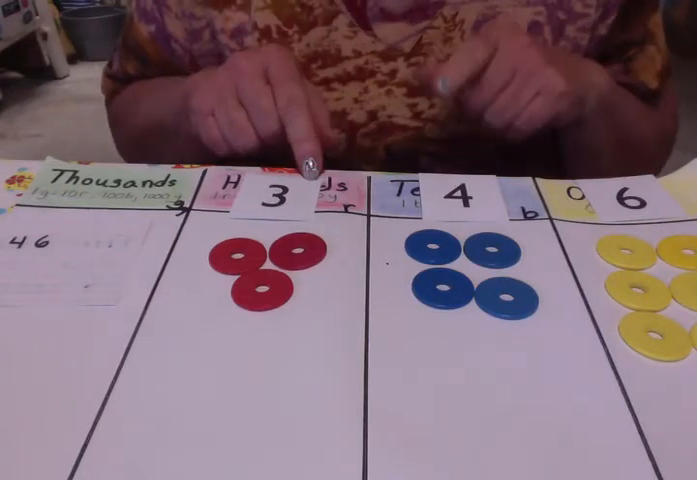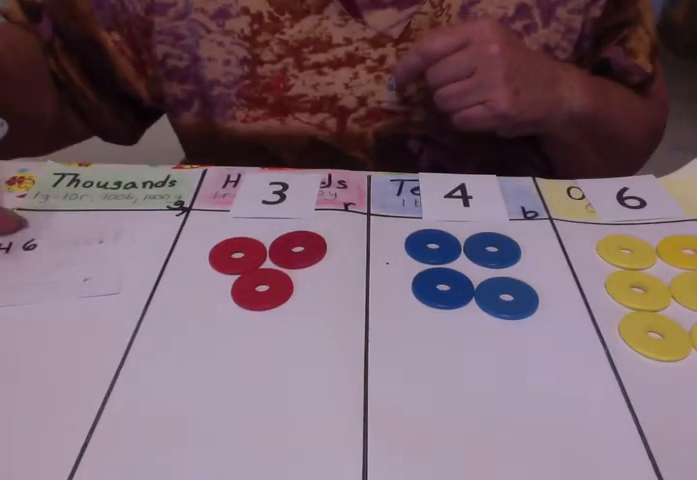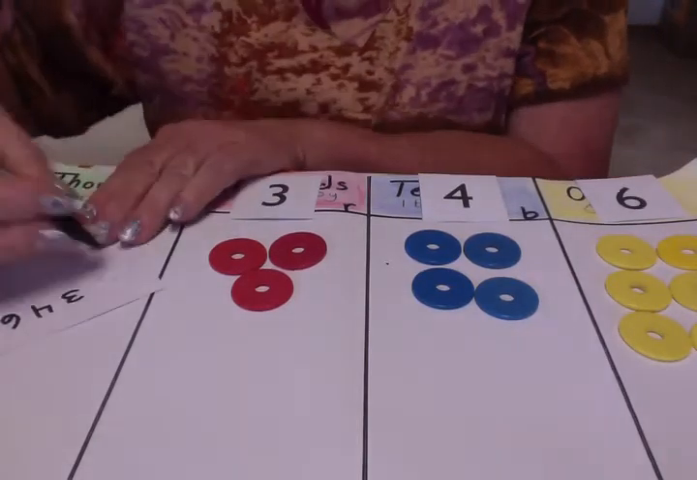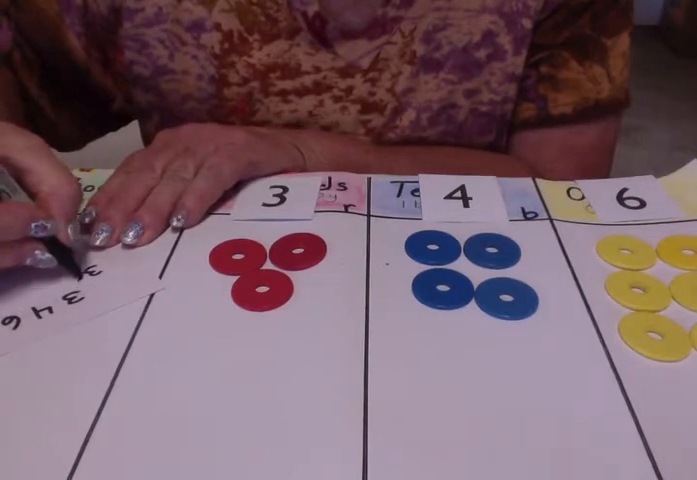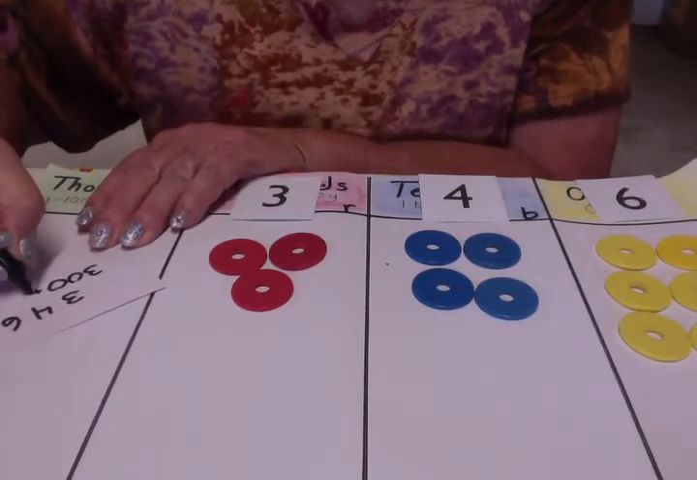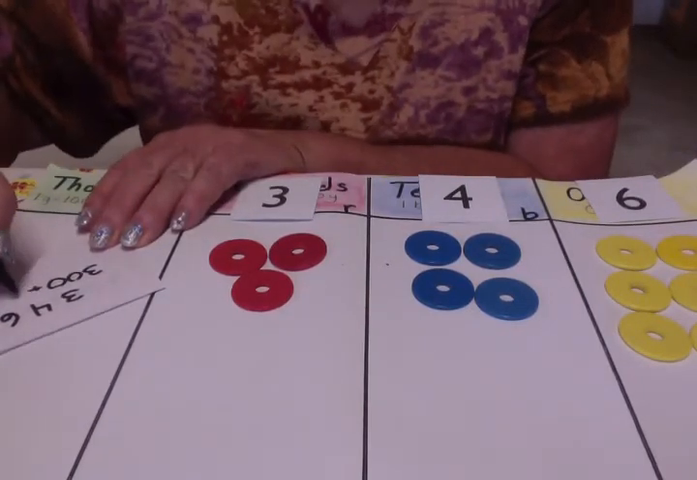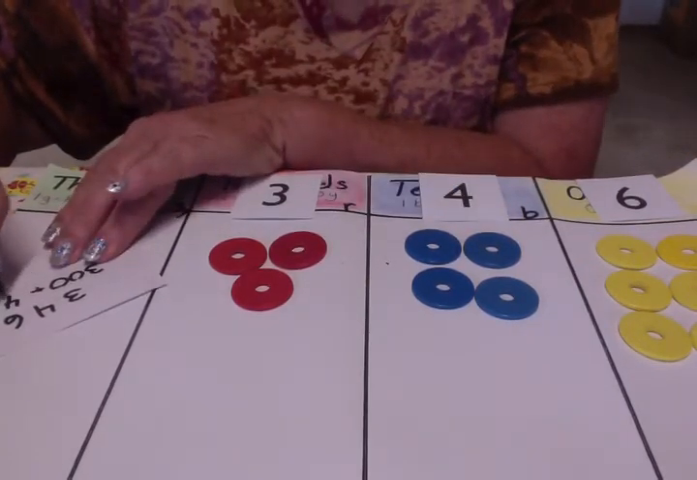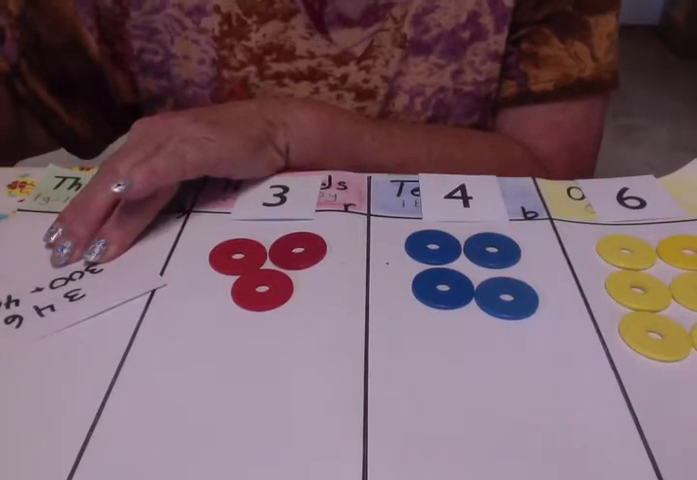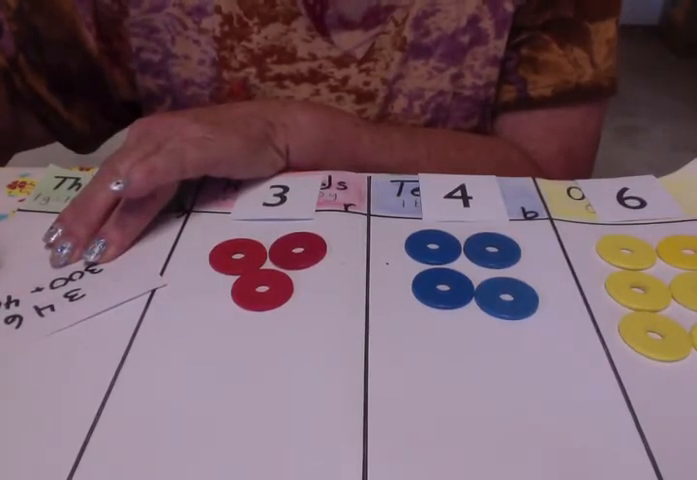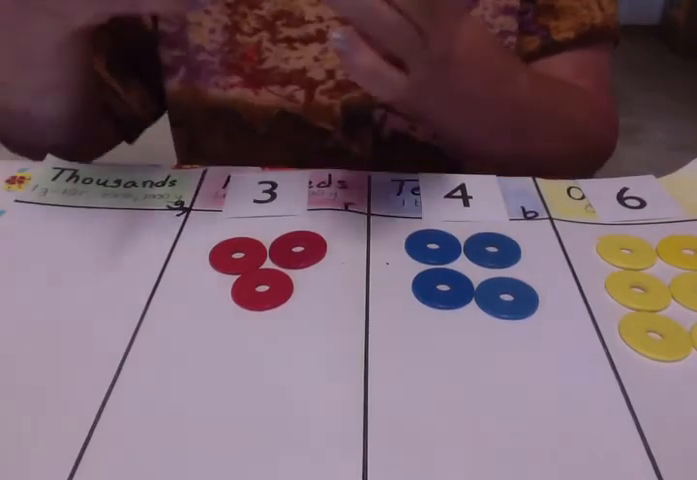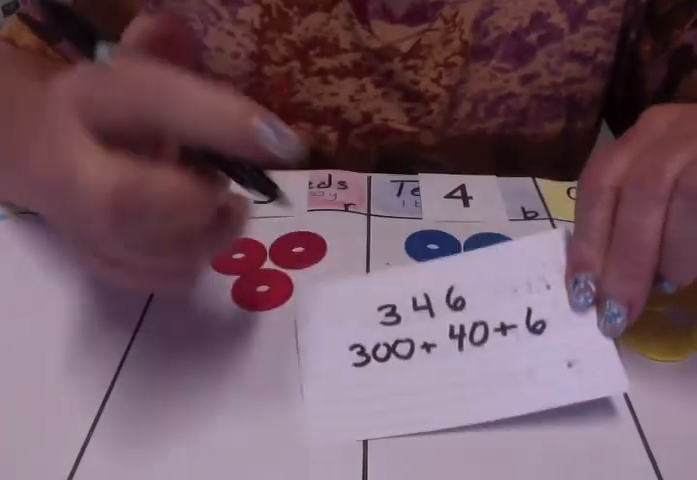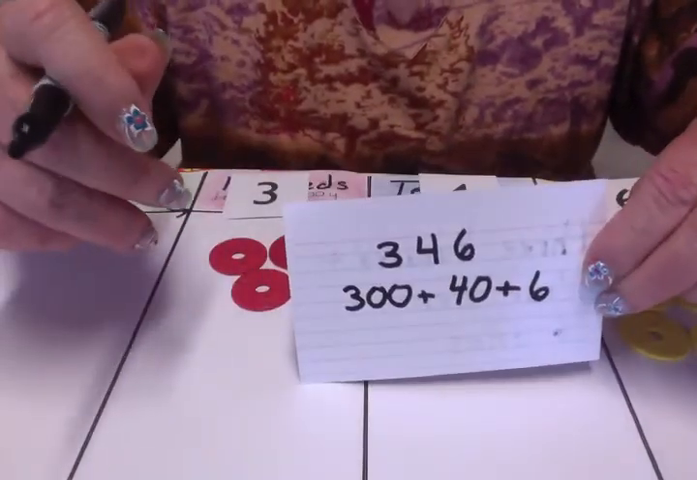So now I'm going to write this in the expanded form. So I have 300 plus 4 tens, which is 40, 10, 20, 30, 40, plus 6 ones. And that's what your expanded number should look like. I'm going to get that 0 closed in.